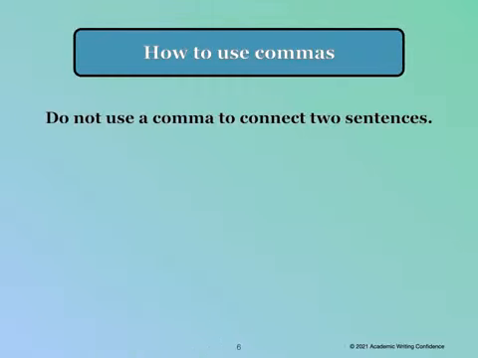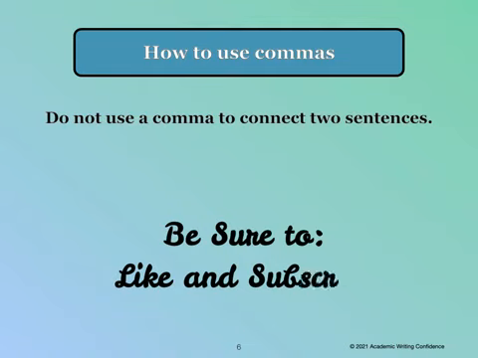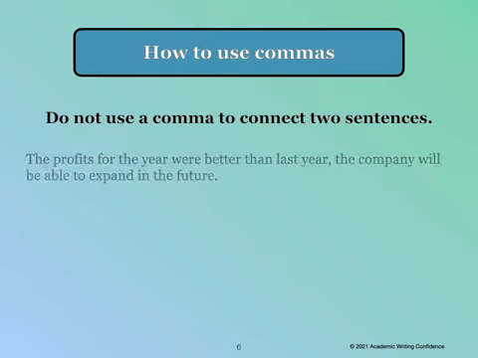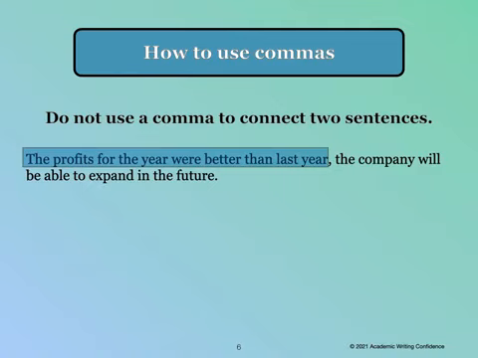One warning about using commas. Do not use a comma to connect 2 sentences. Often students connect 2 sentences with a comma, but in English we cannot do this. Now, this may be something that can be done in another language, but in English we cannot connect 2 sentences with a comma. Now, in this example, the first sentence is, the profits for the year were better than last year. And the second sentence is, the company will be able to expand in the future. Now, because these are 2 complete sentences, we cannot connect them with a comma.